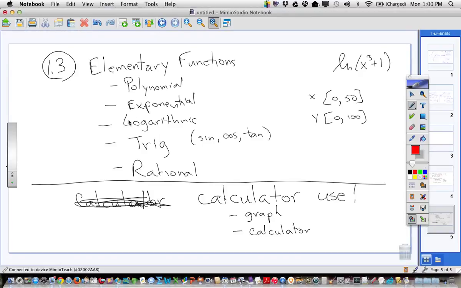I may help you with the window, right? Like if I gave you this information in the problem, I'm telling you basically the x-min and the x-max, the y-min and the y-max. Okay? But you should also be able to set a window as well. So that's it, really. So those are the basic ideas.